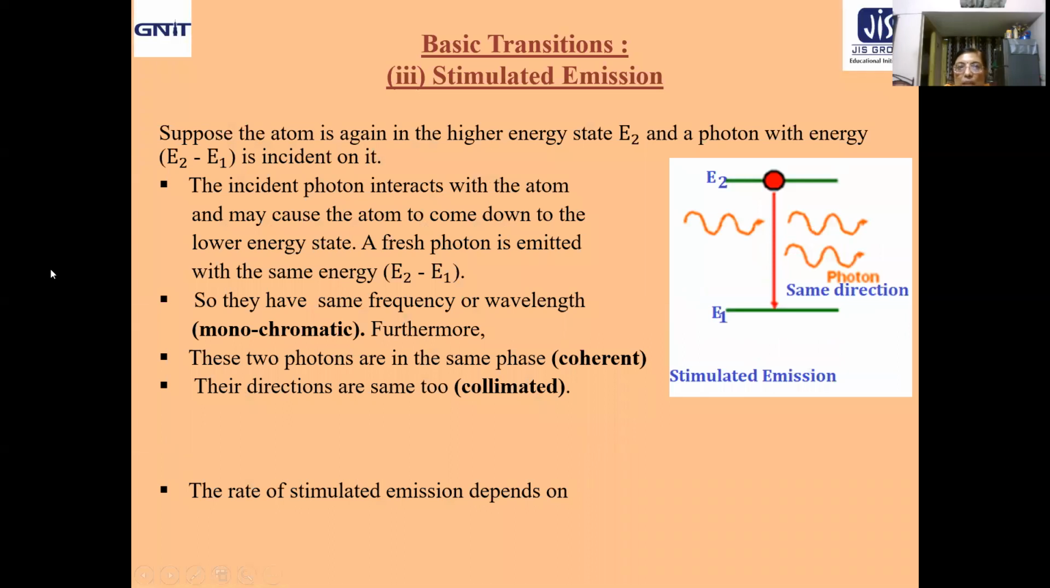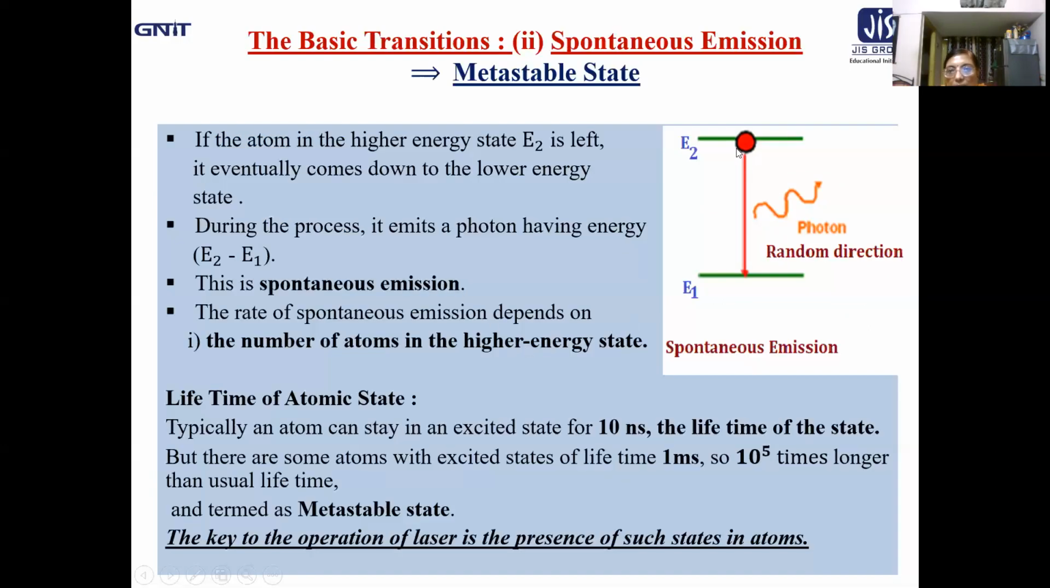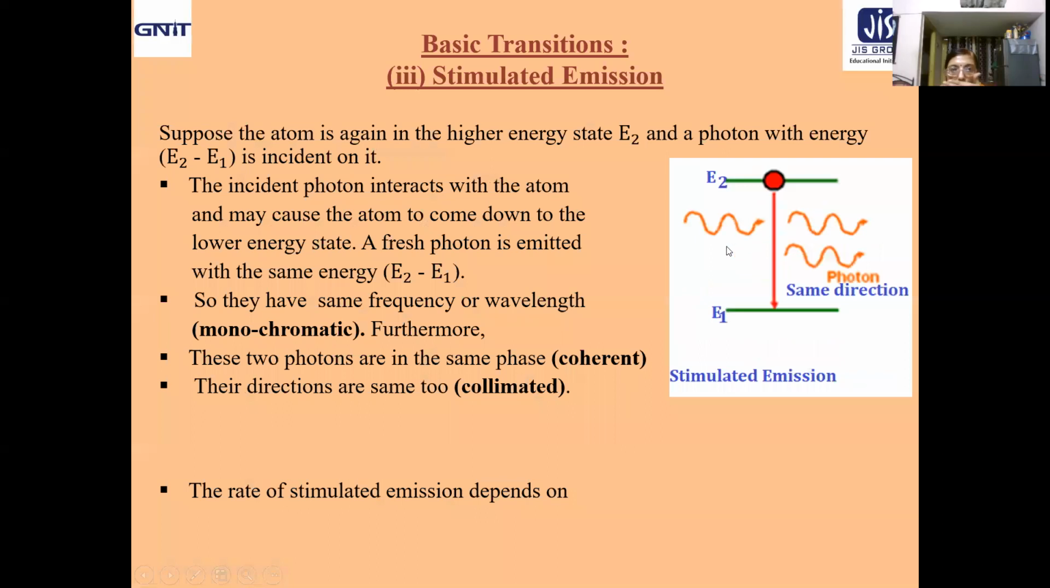Now let us move to the third type of basic transition, a very, very important one, that is stimulated emission, which was predicted by the great Einstein. Here, let us suppose the atom is again in the higher energy state, E2, and a photon with energy E2 minus E1 is incident on it. Just take a look. In the previous one, the atom was in the higher energy state, but it was left there. No other photon was present. Because of emission only, you got the photon to come out. But here the situation is something different.